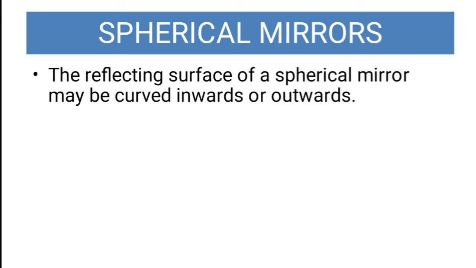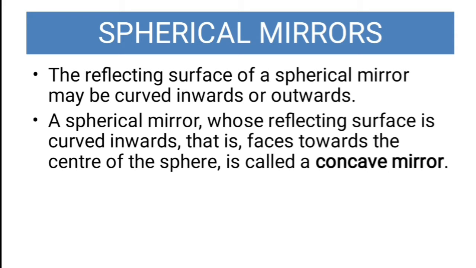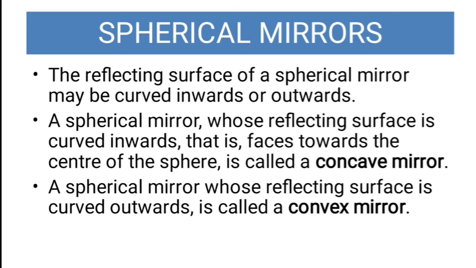The reflecting surface of a spherical mirror may be curved inwards or outwards. So a spherical mirror whose reflecting surface is curved inward is called a concave mirror, and whose reflecting surface is curved outward is called a convex mirror.